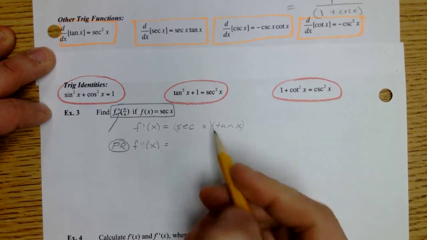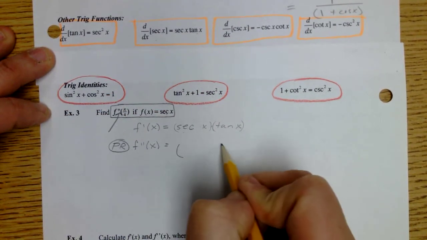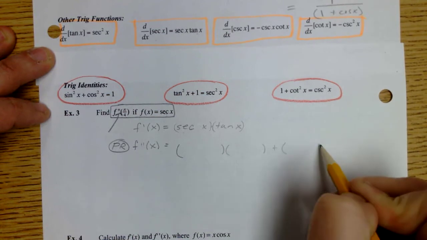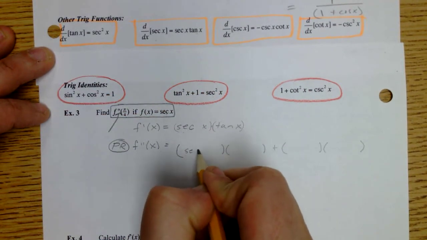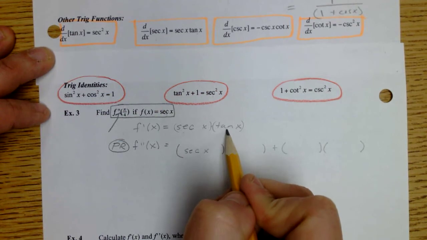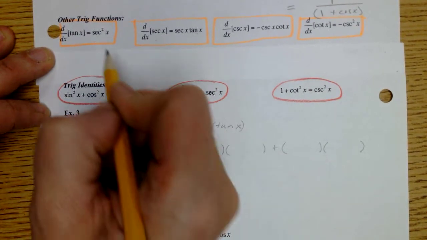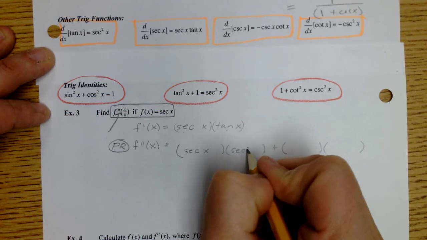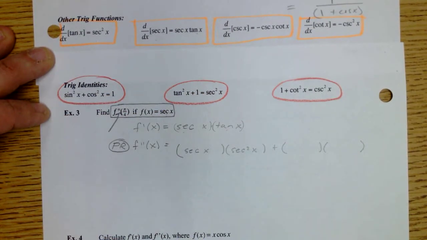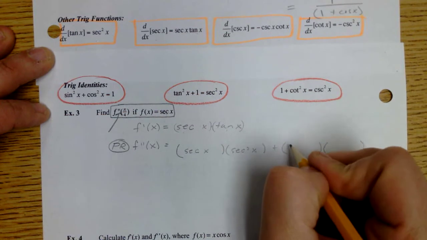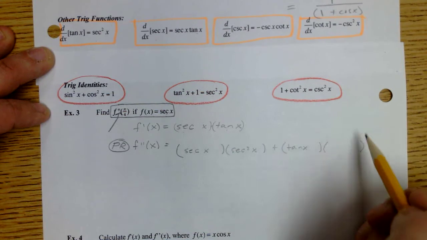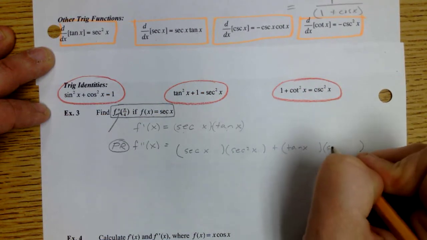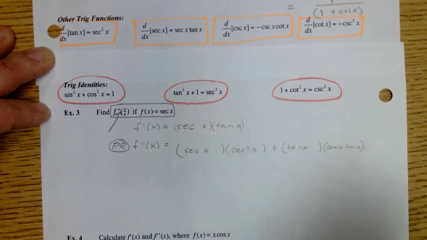So my f double prime of x, if it's a product rule, I'm going to set it up for structure. So I'm going to do this right from the beginning, just so I know everything I have to fill in. And remember, product rule is the f function times the derivative of the g function. So the derivative is up here, secant squared x, plus the g function, which is tangent x, times the derivative of secant x, which is secant x tangent x.